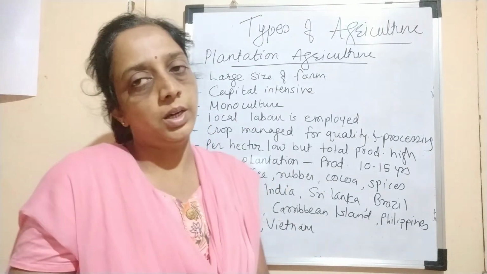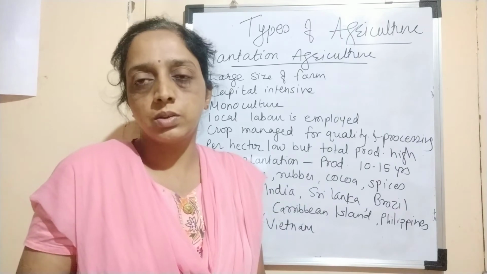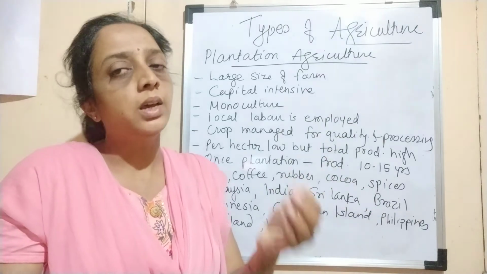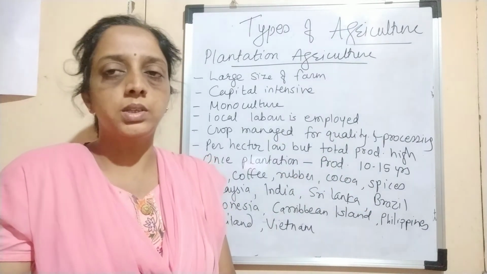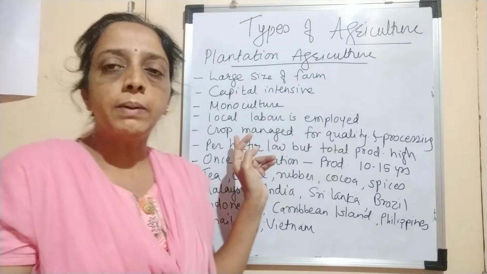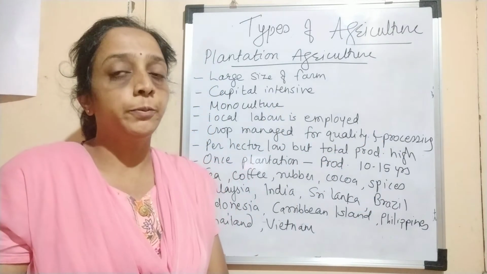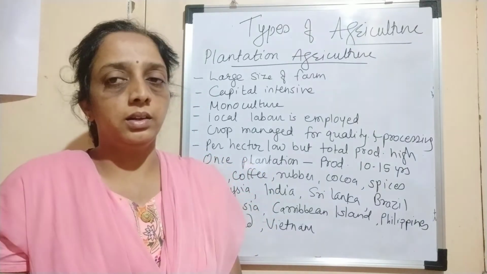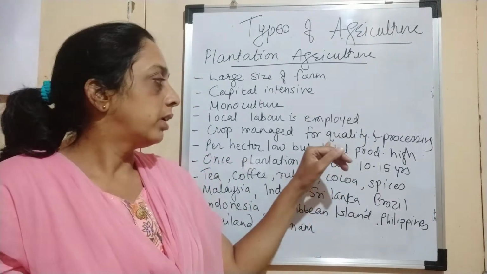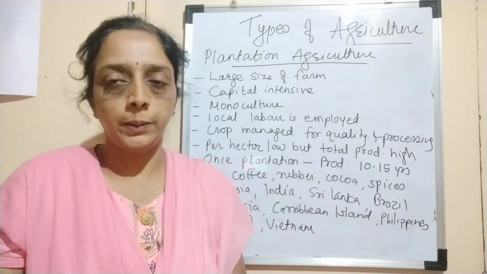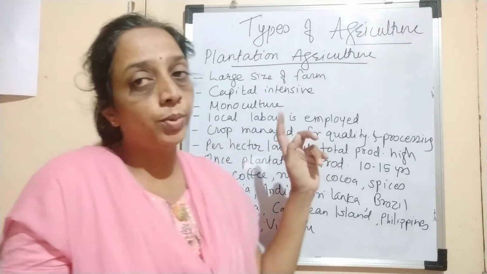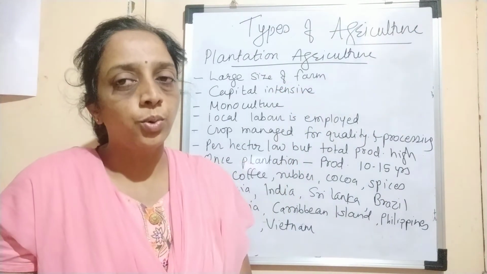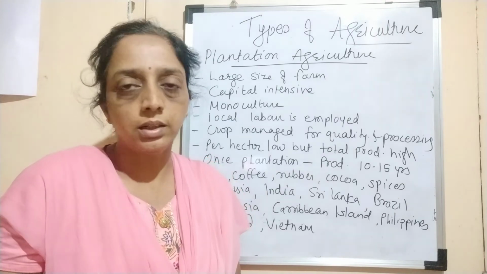Local laborers are employed. Obviously, in any agriculture where labor is required, local laborers are hired. Crops are managed for quality and processing. Production per hectare is low, but total production is high, because the farm is huge, so a huge production is taken from the agriculture.